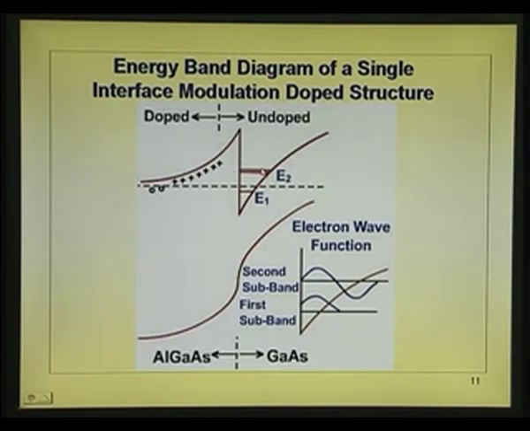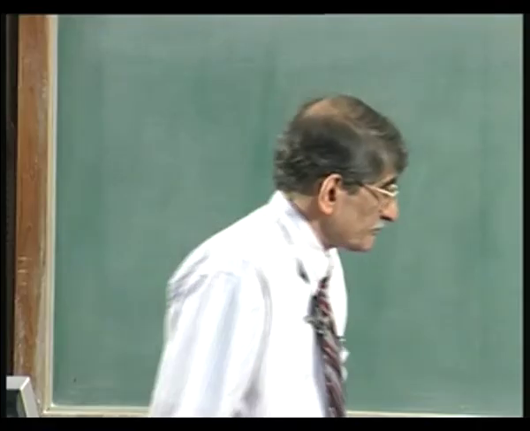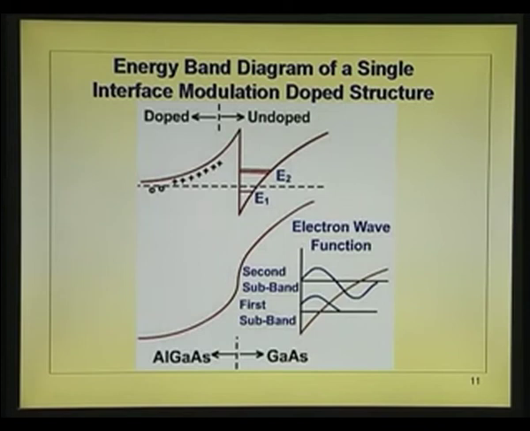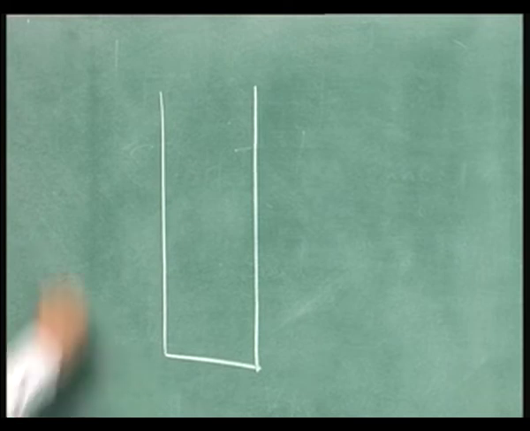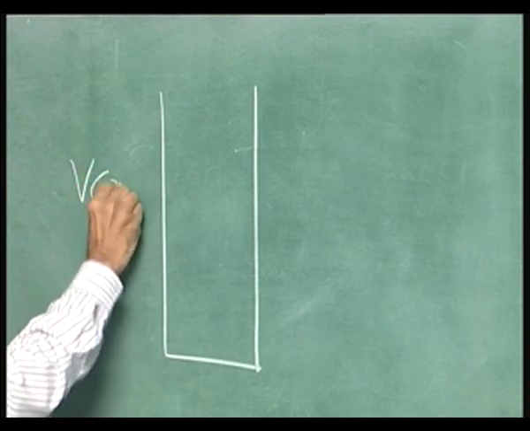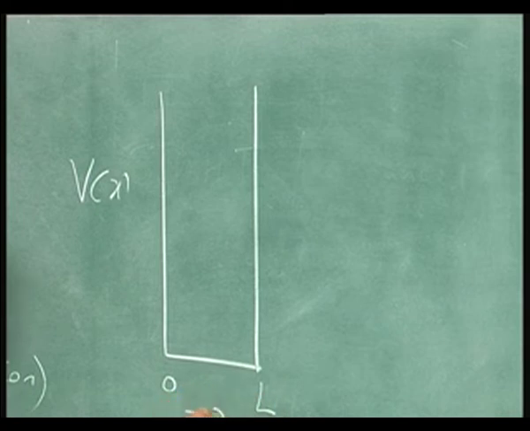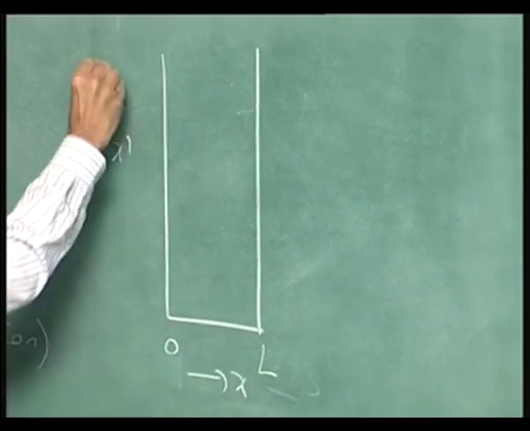Now, this particular layer is equivalent of a quantum well that we have been talking of. In the sense, when you confine the electrons within the potential well, if you confine the electrons within a region, I think I have to draw that diagram. Suppose I have a potential well like this, V of x, 0 to L, like that.